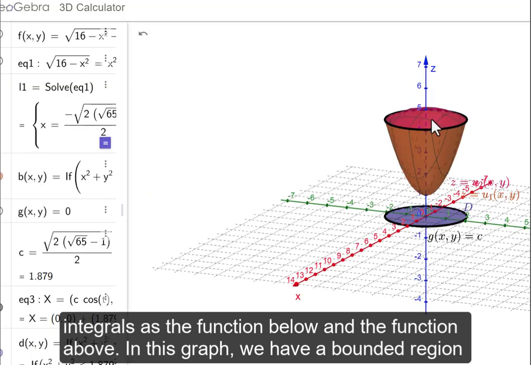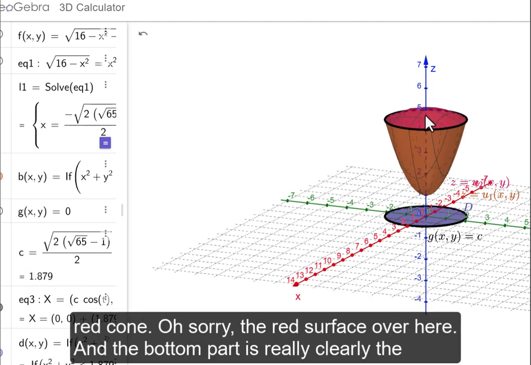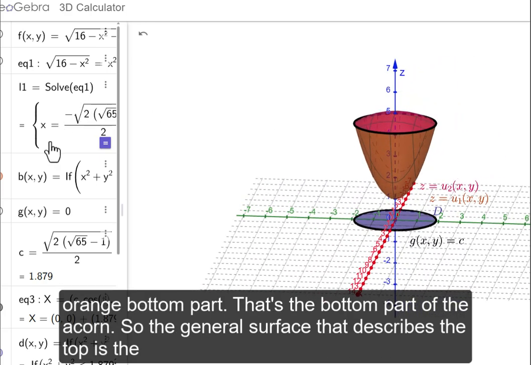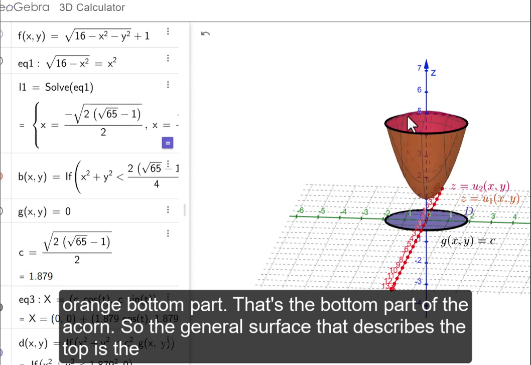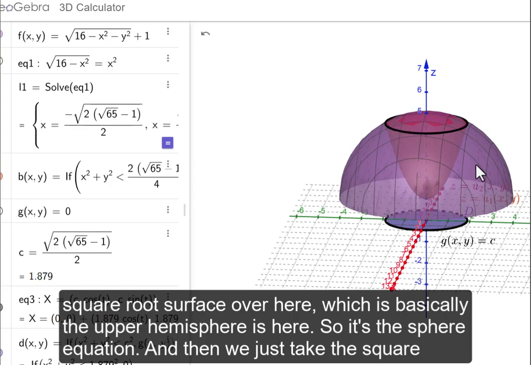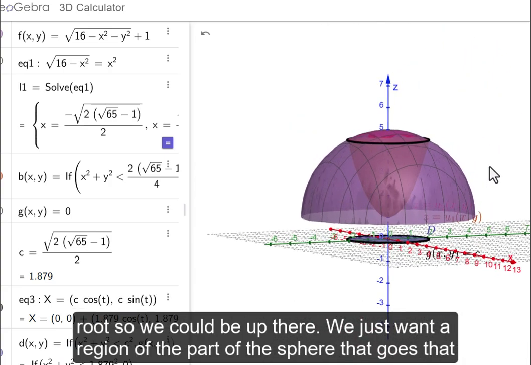In this graph, we have a bounded region, the region E, which is inside this acorn-looking shape. If you look at this acorn-looking shape, the top part is pretty clearly the red surface over here, and the bottom part is pretty clearly this orange bottom part of the acorn. So the general surface that describes the top is this square root surface, which is basically the upper hemisphere of a sphere. It's the sphere equation, and then we just took the square root, so we get the upper hemisphere.